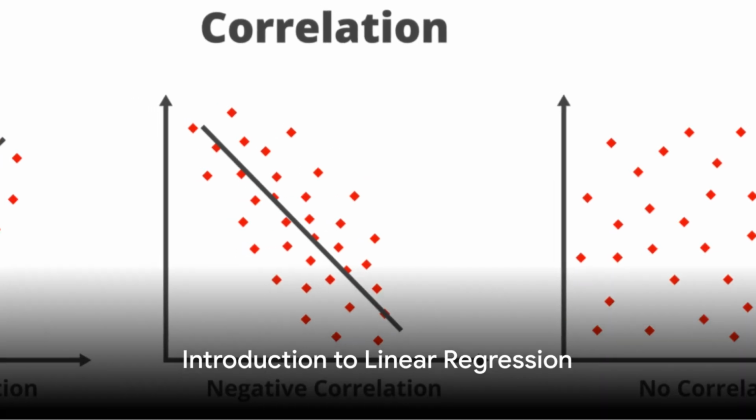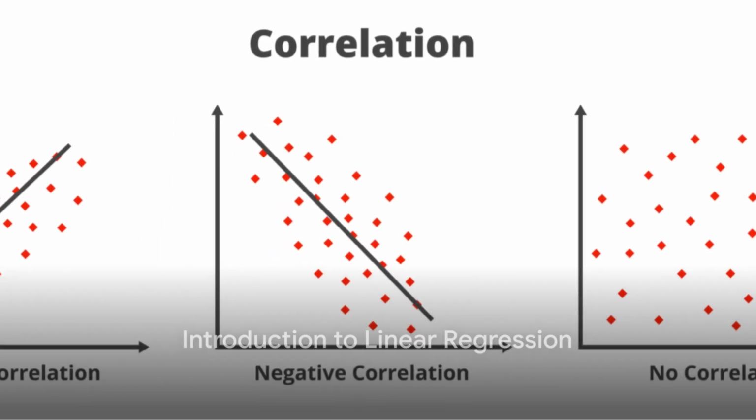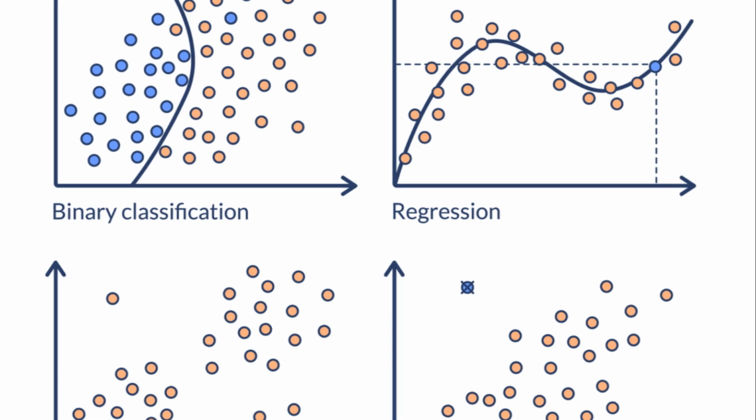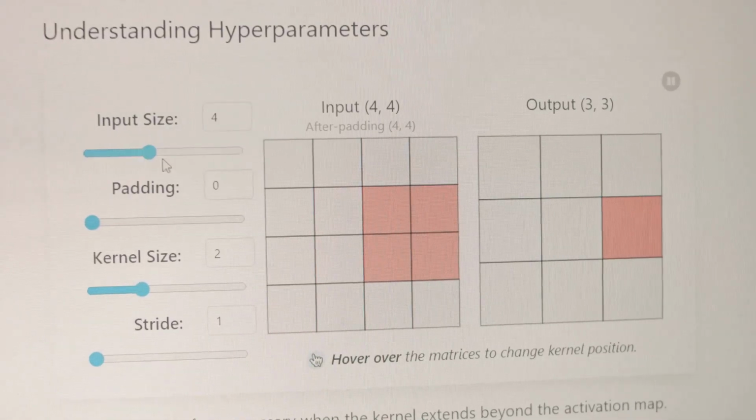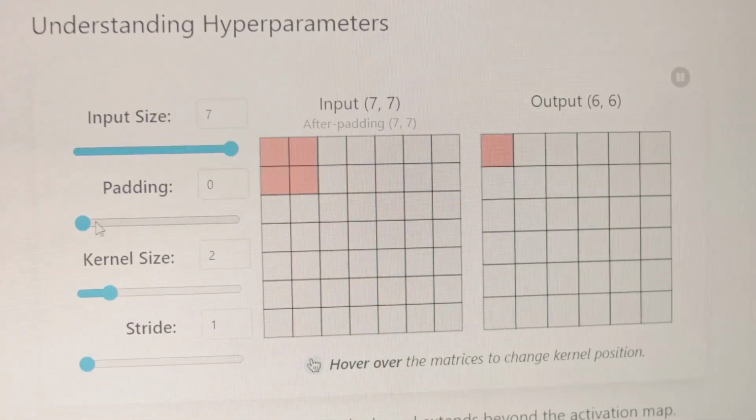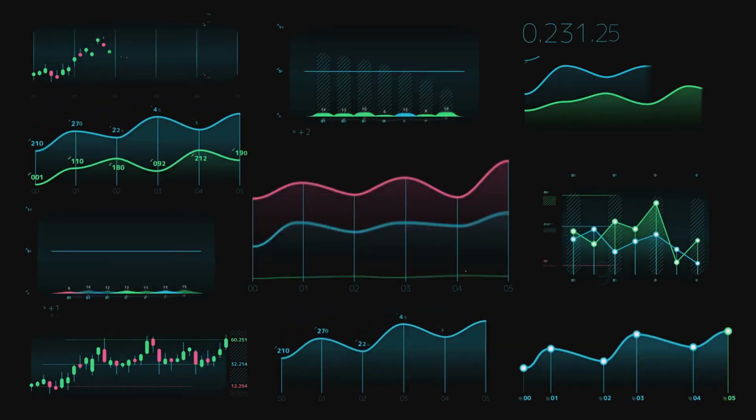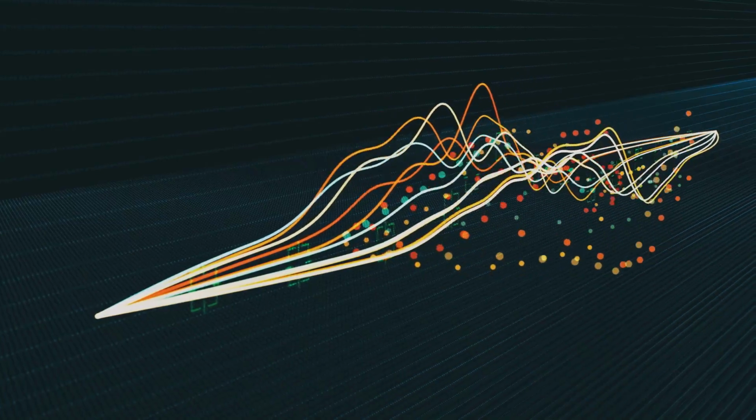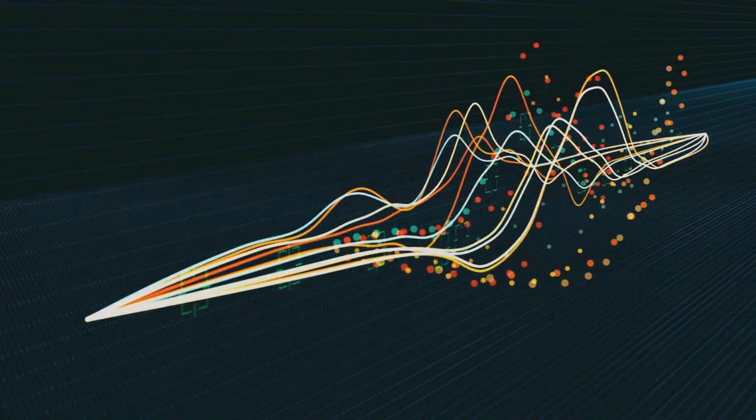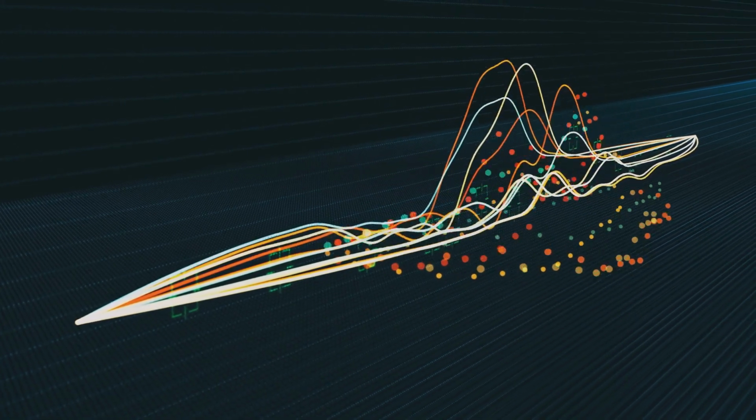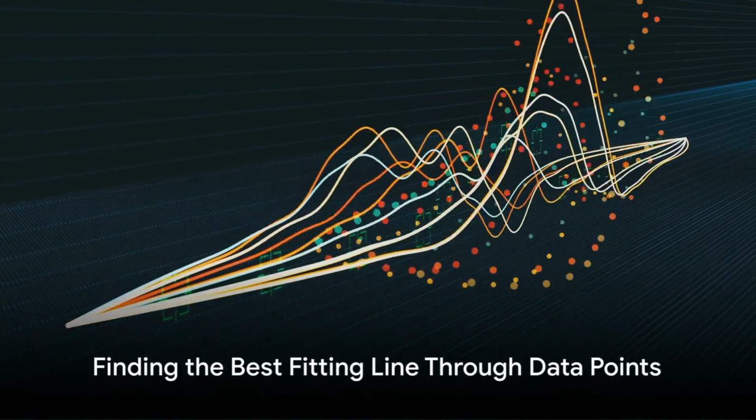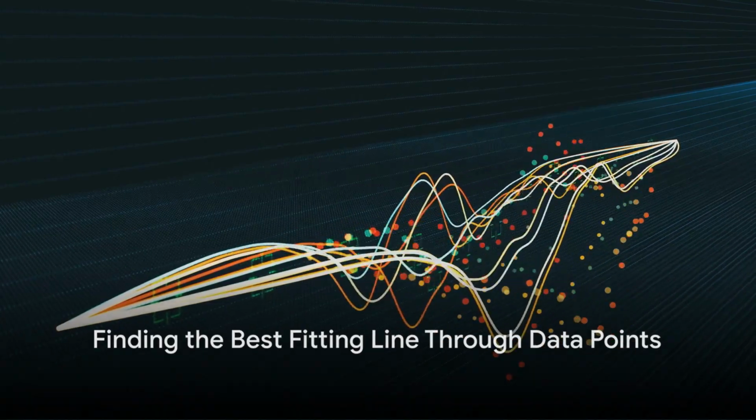Have you ever wondered how a machine learning model learns from data? Well, wonder no more, as today we dive into the fascinating world of linear regression, an essential technique in machine learning and data science. Linear regression, in simple terms, is a statistical method that allows us to study relationships between two continuous variables. Our goal is to find the best fitting line through the data points.